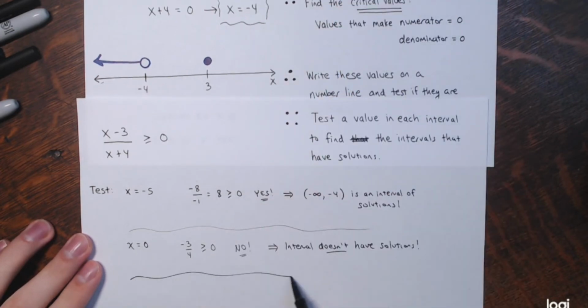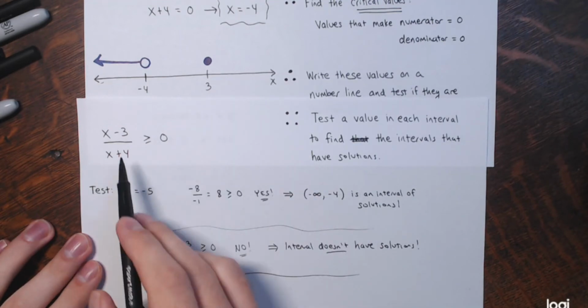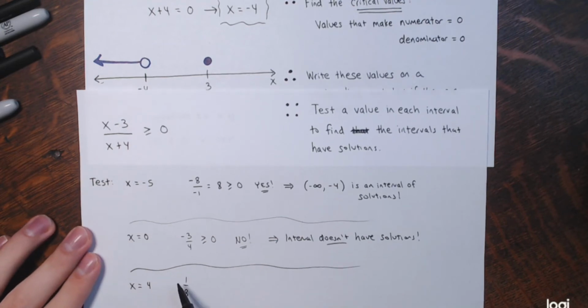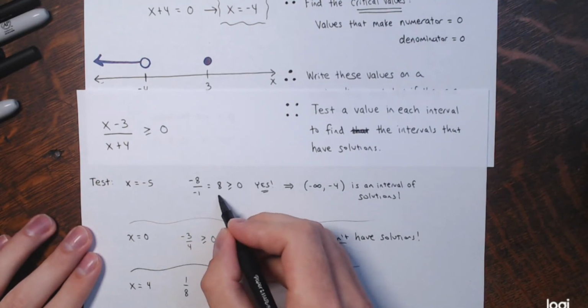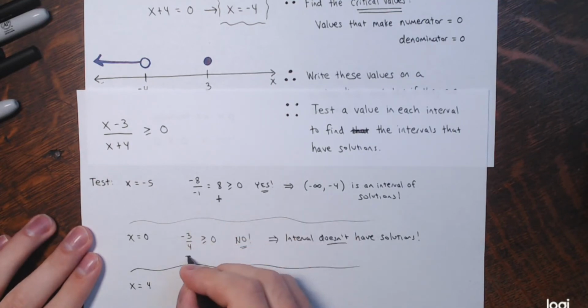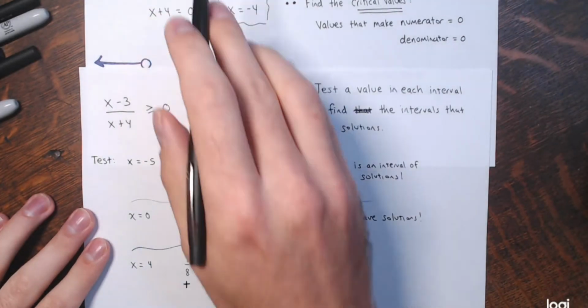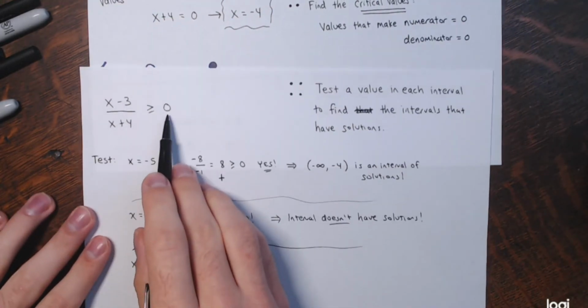So last interval to check. How about x equals 4? That's clearly in the interval. You'd have 1/8, a positive number on the left. And again, you only really need to know if it's positive or negative, right? This was a positive number on the left. This was a negative number on the left. This has a positive number on the left. That's really all you're going to need to focus on, because the other side is 0. Right? The other side of the inequality is 0.